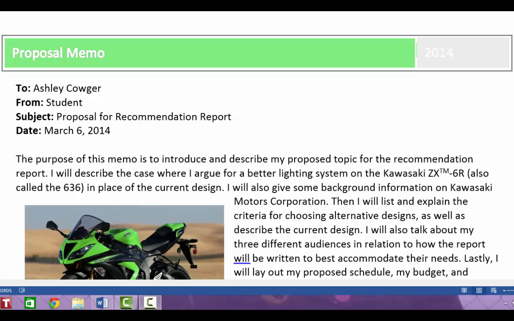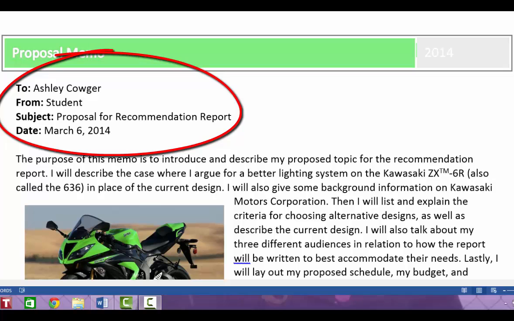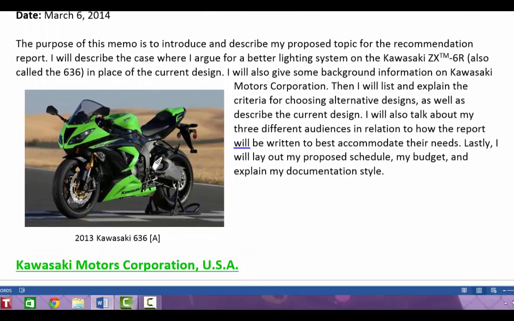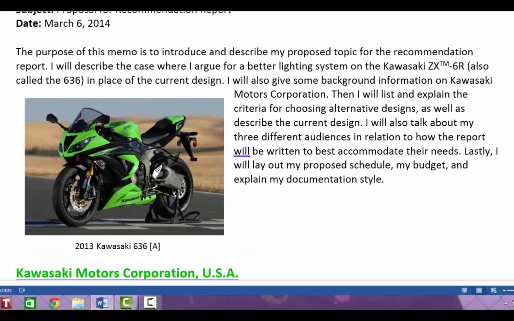Then you'll see he begins in standard memo format with the 4 identification lines: to, from, subject, date. And he begins from there with an introduction that provides us with some basic information about what I will find in this proposal. You should notice that he is writing in first person and not writing in passive voice.